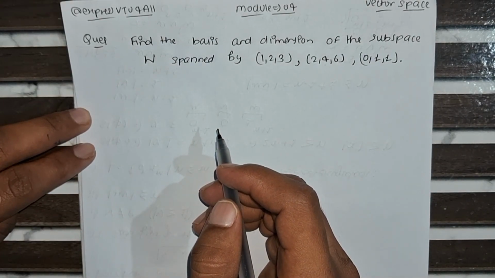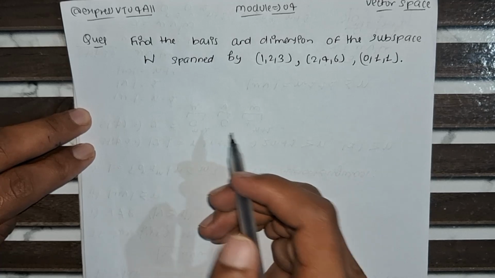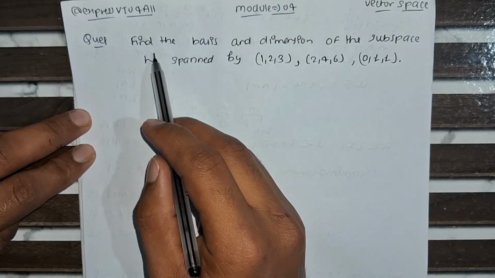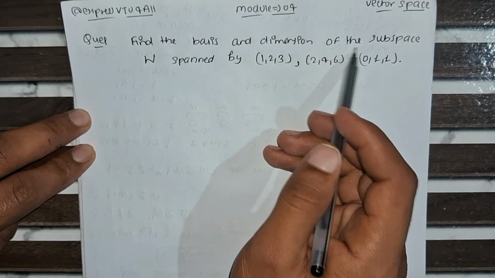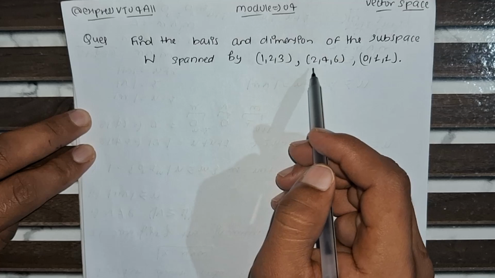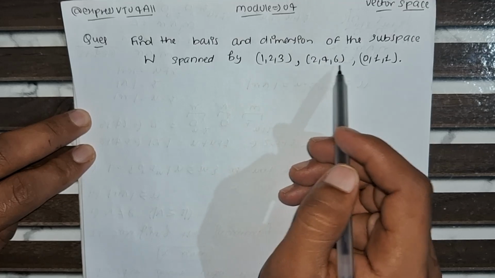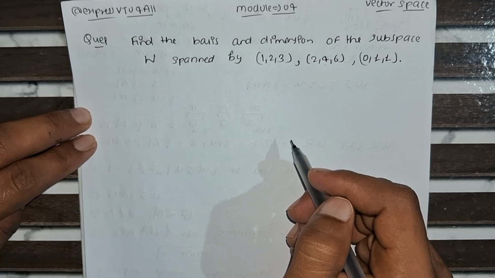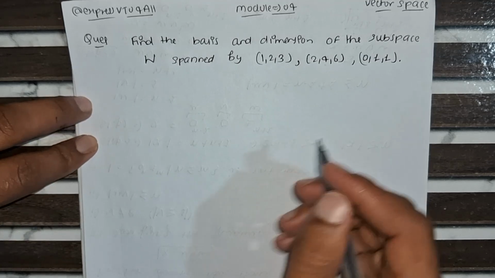In this video, we are going to solve a very important problem from Module 4 vector space. So the question is, find the basis and dimension of the subspace W spanned by 1, 2, 3, another vector 2, 4, 6, and another one 0, 1, 1. So first we observe whether they are linearly dependent.